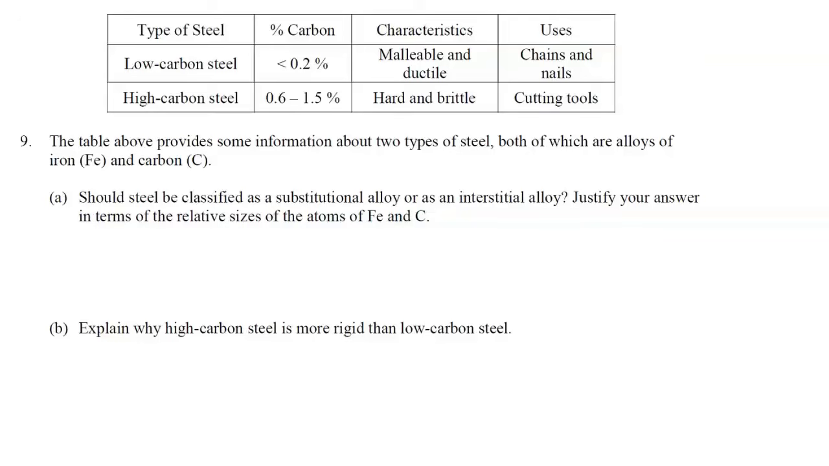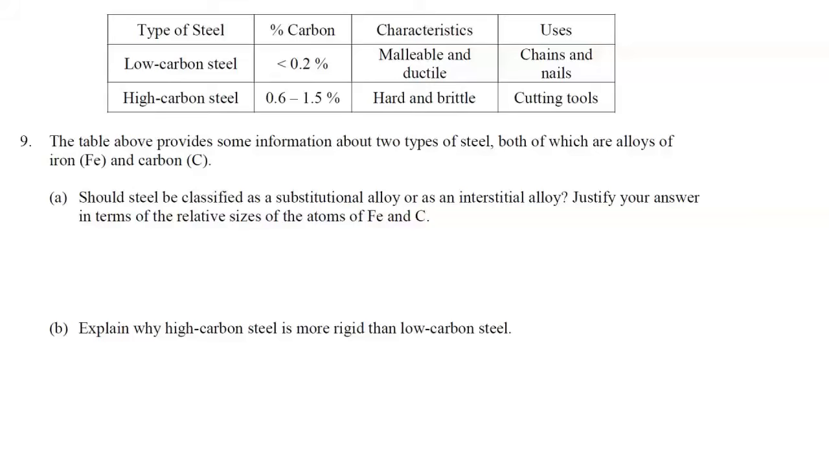All right, this is question 9. The table above provides some information about two types of steel, both of which are alloys of iron and carbon. Part A. Should steel be classified as a substitutional alloy or as an interstitial alloy? Justify your answer in terms of the relative sizes of the atoms of iron and carbon.